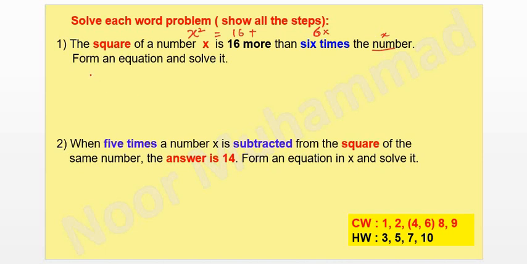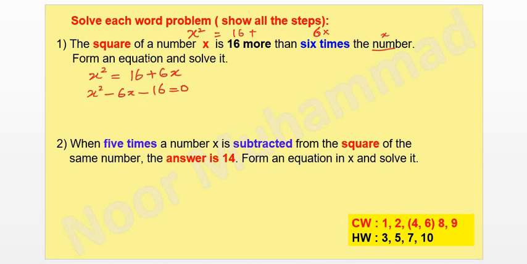So the equation is becoming x squared equals 16 plus 6x. And now change it into standard form. So we will get x squared minus 6x minus 16 equals 0. Right? We have to write it in the standard form. So after the x squared term, we write the x term, and by the end we write the constant number. Now how can we factorize it? We can factorize it using the AC method.